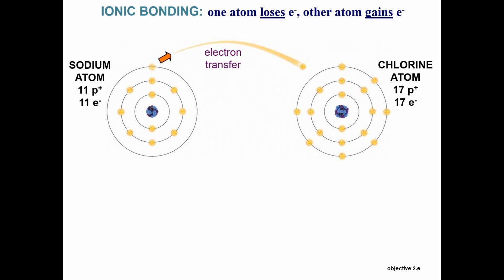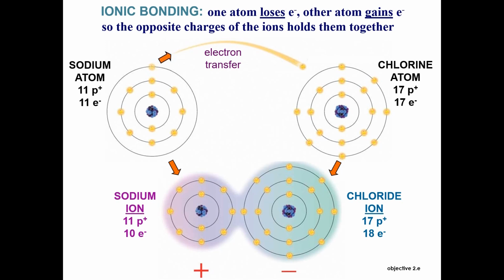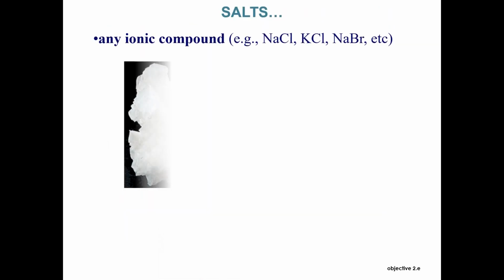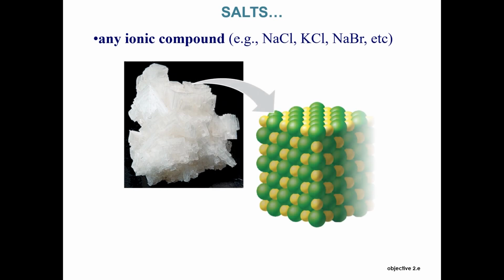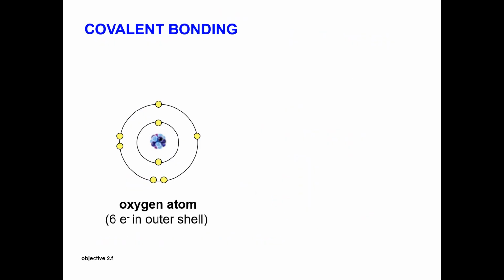For example, when a sodium ion gives up its electron to a chlorine atom, the sodium ion becomes positively charged while the chloride ion becomes negatively charged. These two charges, which are opposite from each other, then attract. Ionic compounds are generally referred to as salts and form between a metal and nonmetal atom. Some of them form crystal structures like the table salt that you're used to seeing every day.